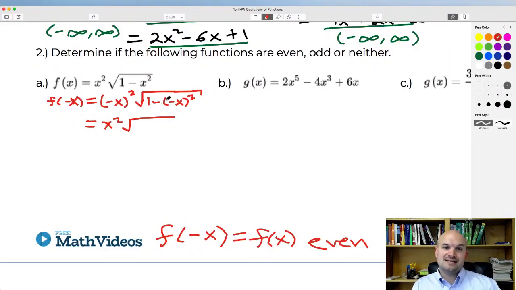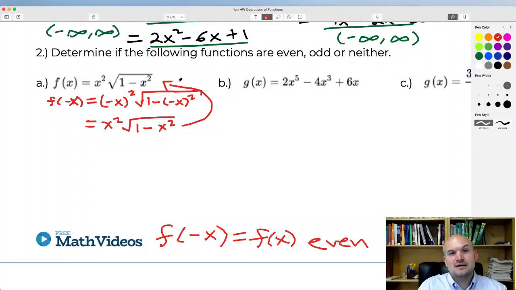And then 1 minus the negative x squared. Now again, you got to be careful though. Negative x squared is x squared. So inside this is now turned to a positive x squared, but you're still subtracting that positive x squared. And what I want you to notice is after plugging in a negative x, I have back my original function. So therefore this is even.